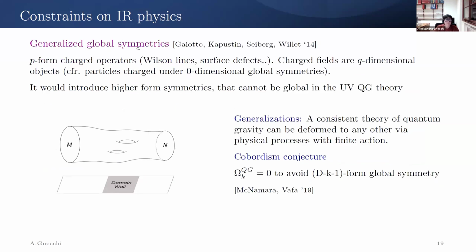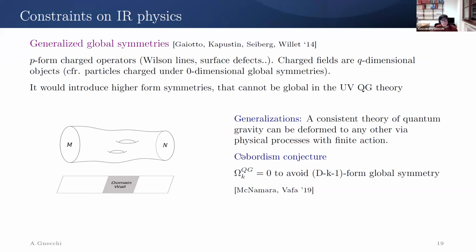Recently, there have been important developments that have led to identifying generalized global symmetries. Namely, there can be global symmetries due to charged operators that are not just point-like; there are p-forms, forms of any rank, due to non-local operators. So not only do we need to ensure that zero-form global symmetries are gauged in the UV, but that higher form symmetries also cannot be global and preserved in the UV.